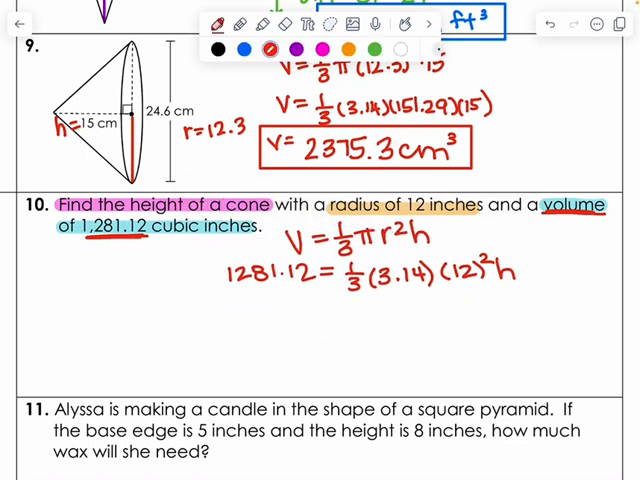Okay, so we have 1,281.12. We have 1/3 times 3.14 times 144 times h. Now, we need to get h by itself. So this is what I'm going to have you do. We need to figure out what this number is right here. So in your calculator, I want you to take this 3.14 times 144, and then we are going to divide by 3 for the 1/3. Okay? When we do that, what do you get?